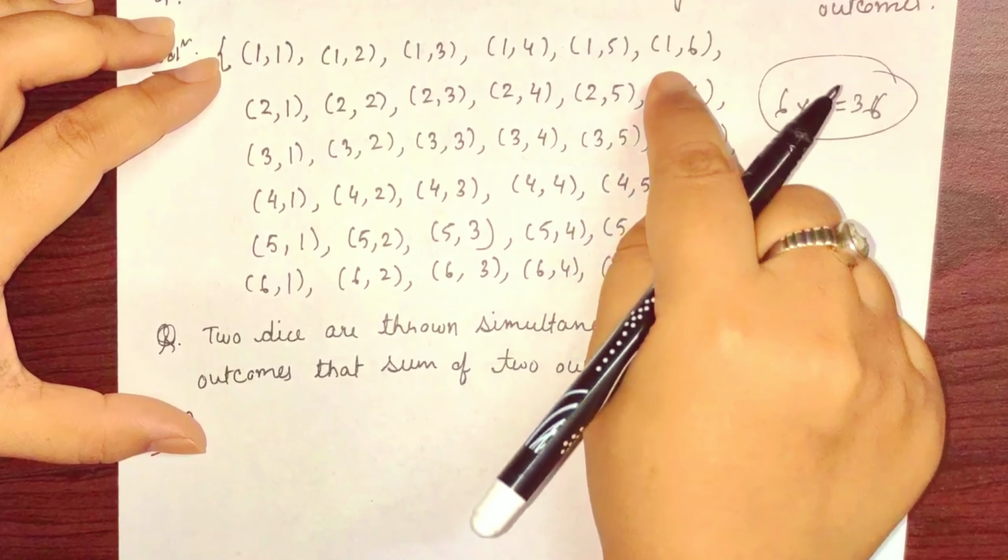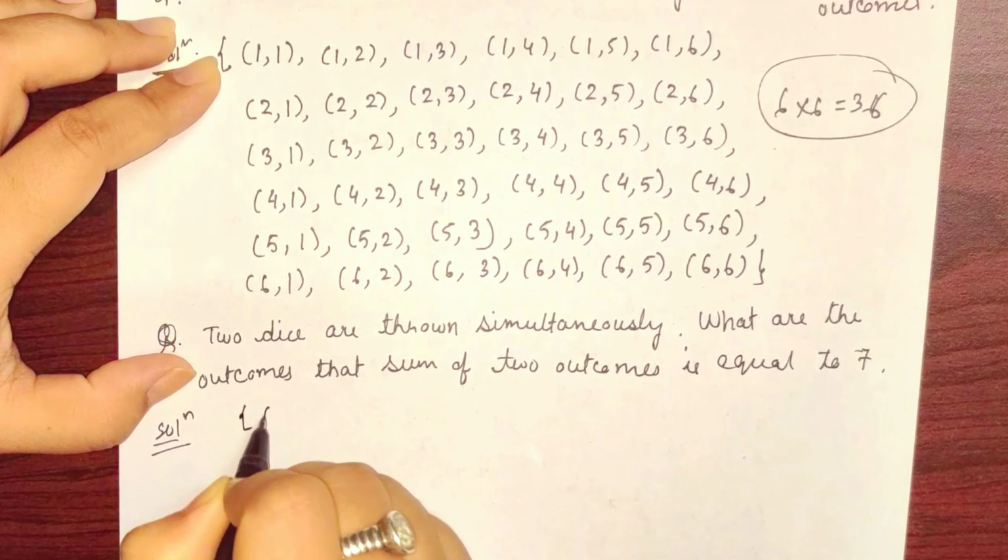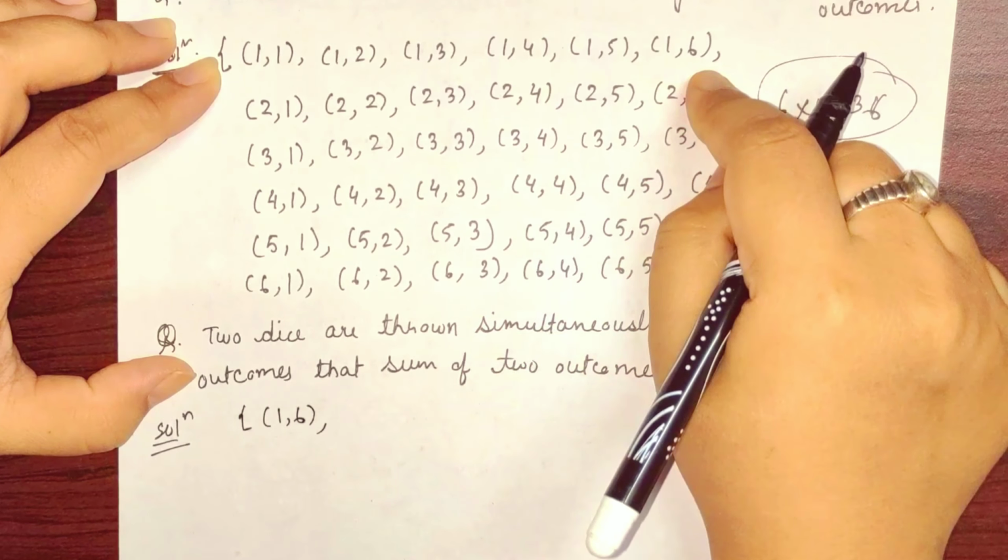First of all, 1 and 6. 1 plus 6 equal to 7. So 1 and 6 is one possibility. Now if 1 and 6 is one possibility, then 6 and 1 is another possibility. So we can write down 6 and 1 because 6 plus 1 equal to 7. Now in the second row, 2 plus 5 equal to 7. Therefore 2, 5 is another pair. Now if 2, 5 is the pair, then 5, 2 is another pair because 5 plus 2 equal to 7.